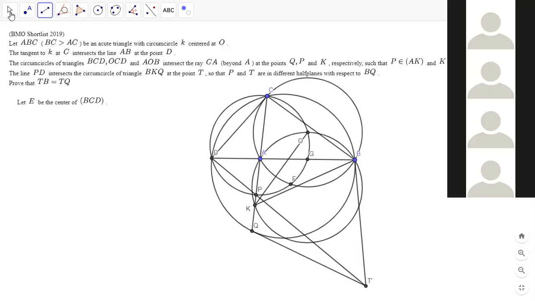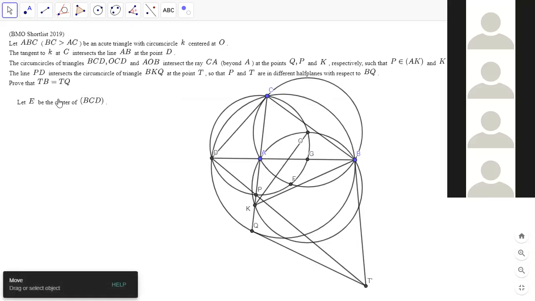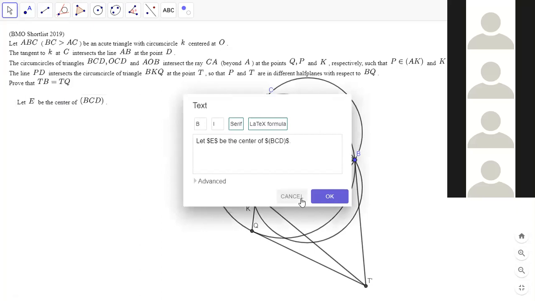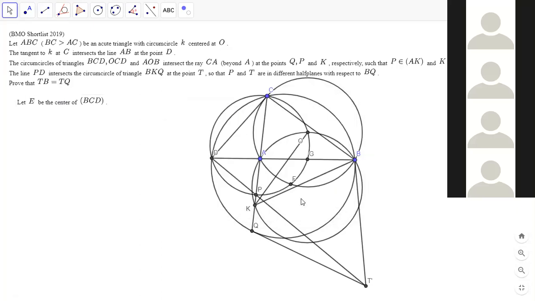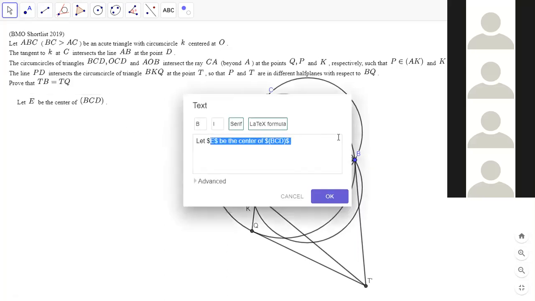All right, so let the tangents to BCQ at B and Q meet at T prime.